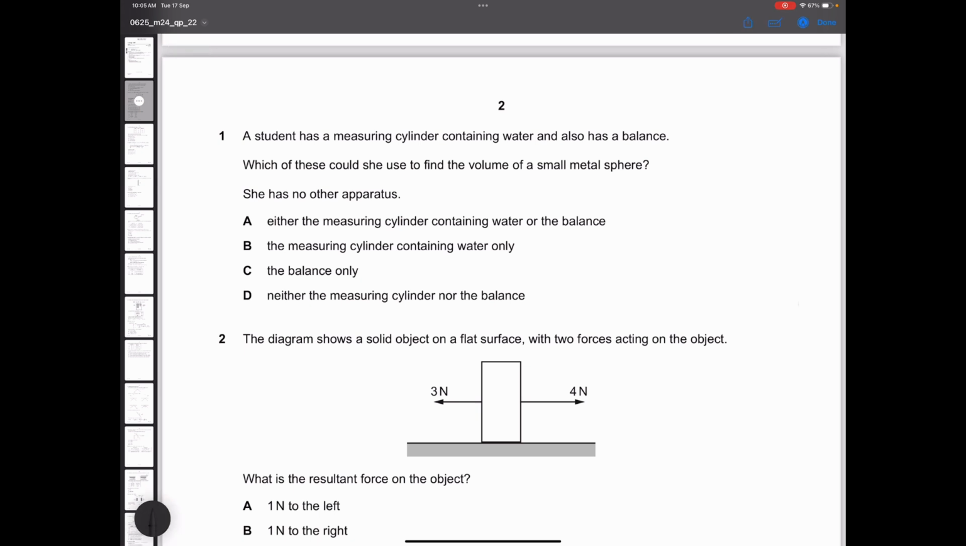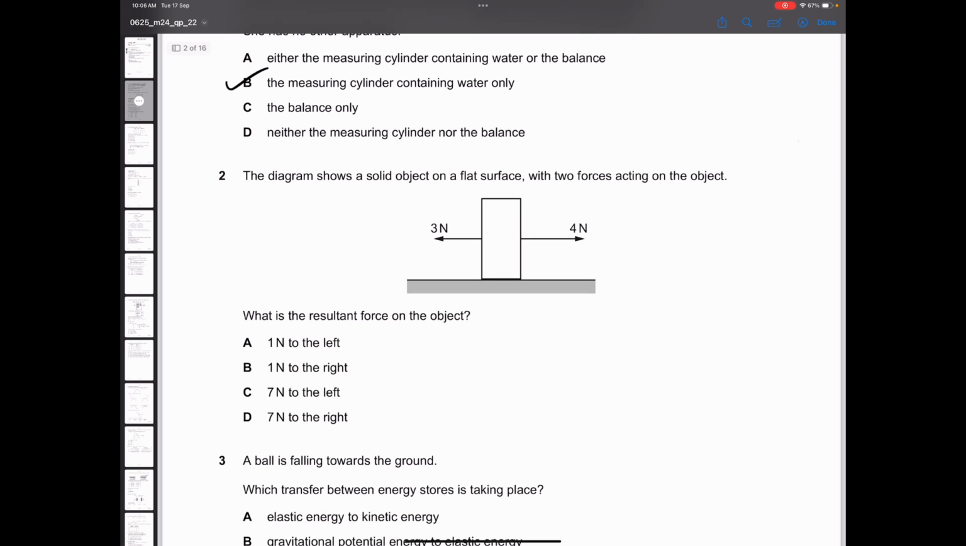The first question says that a student has a measuring cylinder containing water, and also has a balance. Which of these could she use to find the volume of a small metal sphere? If you only want to find volume, you will simply need the measuring cylinder only. If you wanted to find the density, then we needed the mass as well as the volume, so in that case balance and measuring cylinder would have been required. But now, as we only need to find the volume, only the measuring cylinder will be required. So the correct answer will be B here.